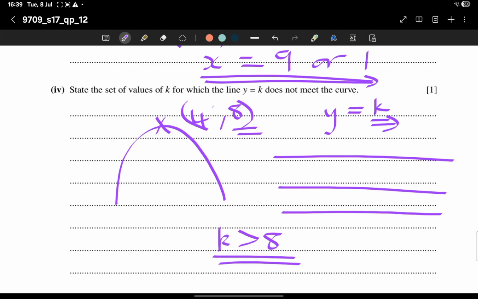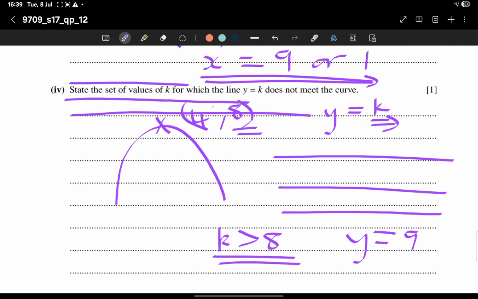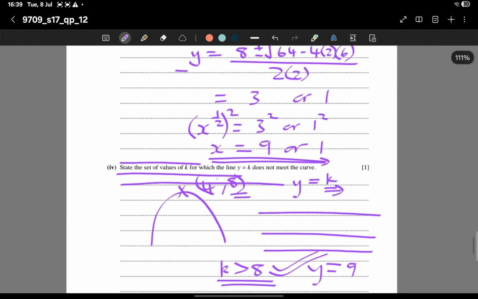If the value is 9 or more, taking for example y equals 9, it will be way above the curve, and y equals 10, y equals 11, like that. So the set of values is where we have all the values of k being greater than 8, like this. So this becomes our answer, and that's it for number 9.